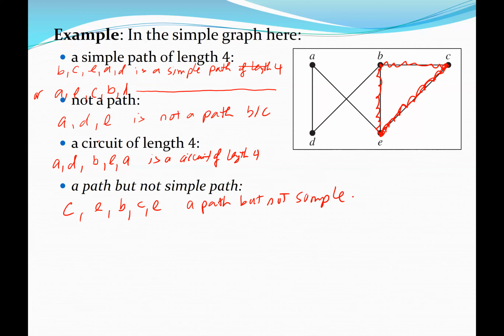It's not a circuit because I start at C, but I end at E. I don't end at C. So it's not a circuit, it's just a path. It's a path but not simple, because you can see that we went through CE twice. Simple means that you only cross each edge once. So that's a different example we can see.